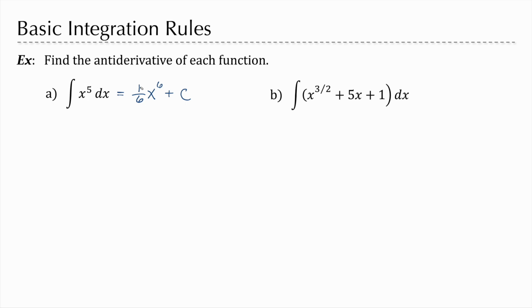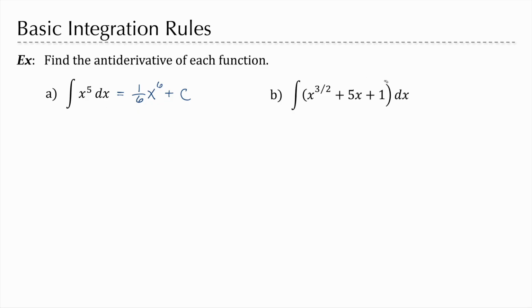So for instance, if I wasn't really feeling good about 1/6 x to the 6th, well, its derivative is 6 times 1/6, which is 1, and then take 1 away, x to the 5th. So doing the power rule can really give me that confidence that, yes, I did do it right. So remember, you can always use your rules of derivatives to check your answers.